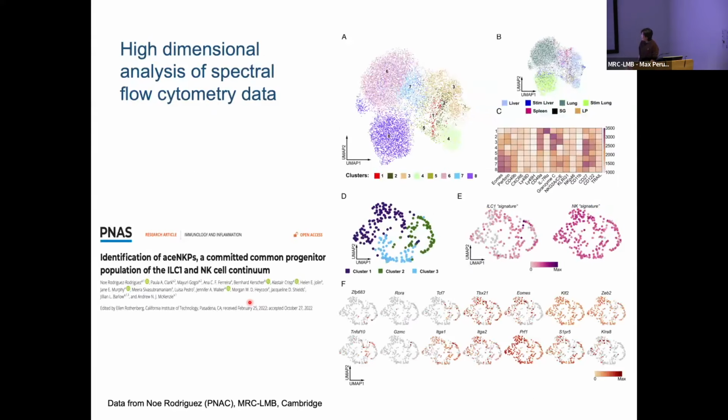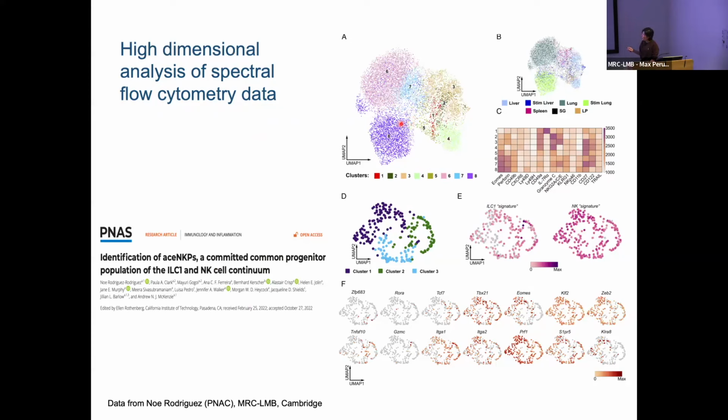This data is coming from Noi, and he analyzed his sample on the spectral analyzers. When he used over 30 color panels, it's very difficult to plot 2D plots one after the other to locate where your cell population of interest is. So he uses this high dimensional analysis.